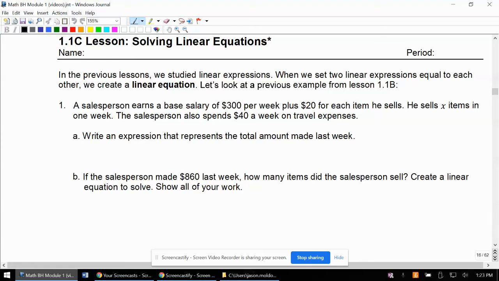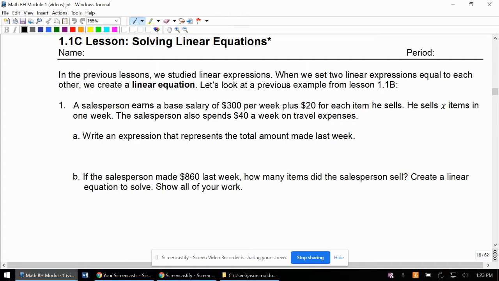This is the 1-1C lesson, solving linear equations. In the previous lesson, we studied linear expressions. When we set two linear expressions equal to each other, we create a linear equation. Let's look at a previous example from the 1-1B lesson.